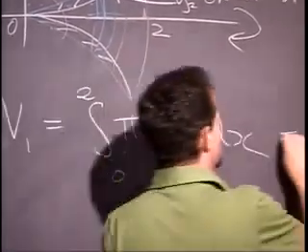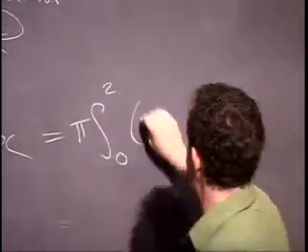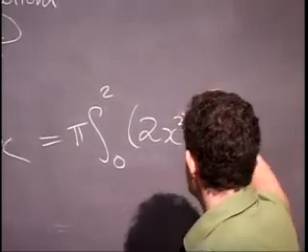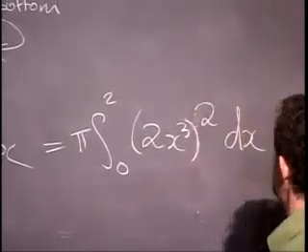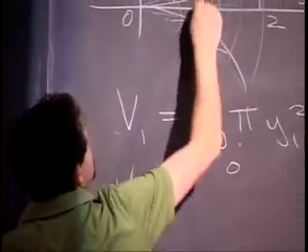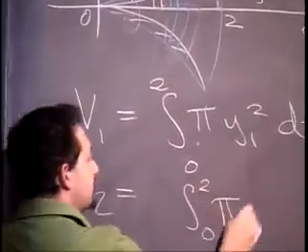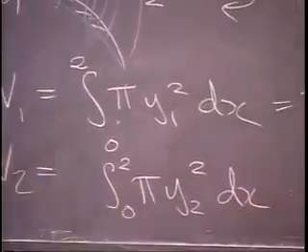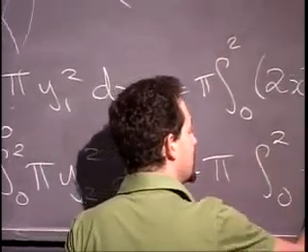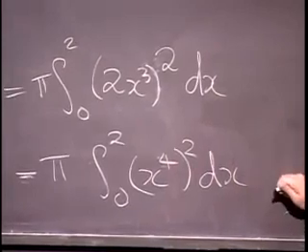And so this is just the integral from 0 to 2. Pull a pi out at the first opportunity. y1 is 2x cubed. And now you have to square that, dx. Whereas volume 2, I'll use the same method, of course. Same formula, pi y2 squared dx. And in this case, y2 is x to the 4th. So that's the bit we have to chop out, because it's below.